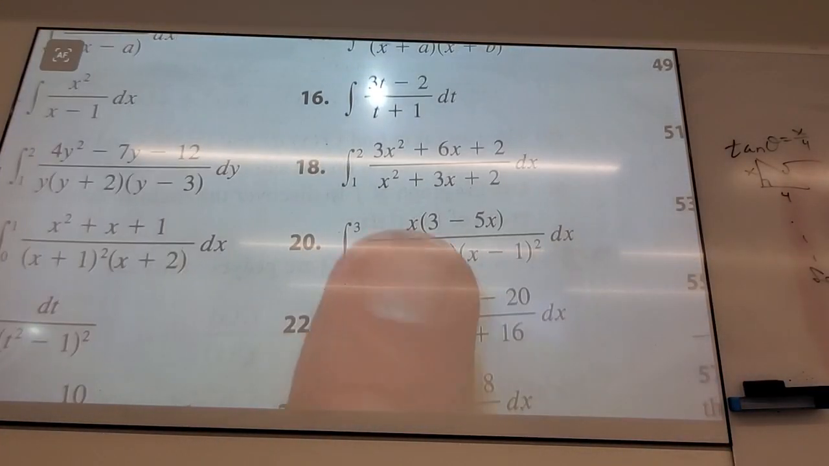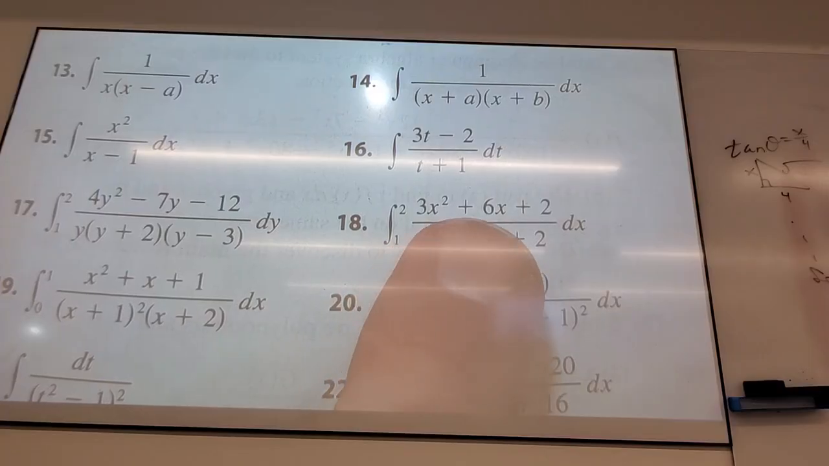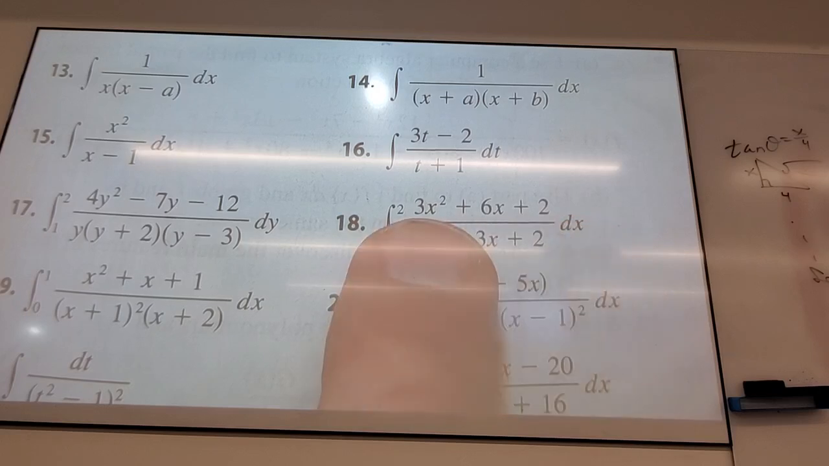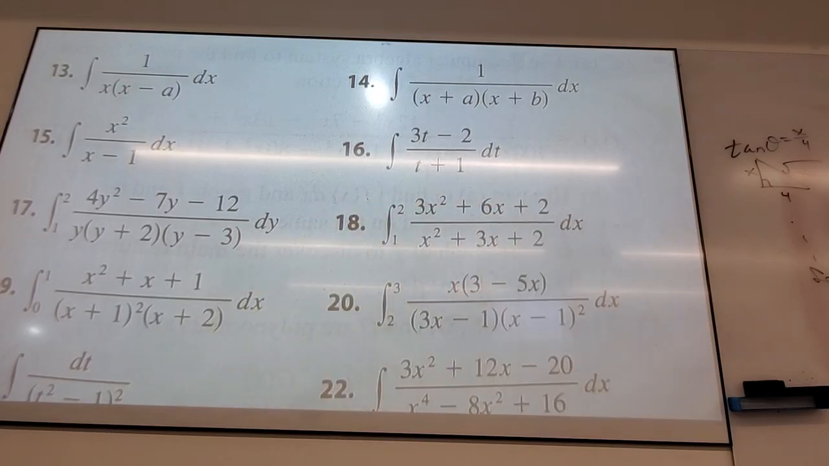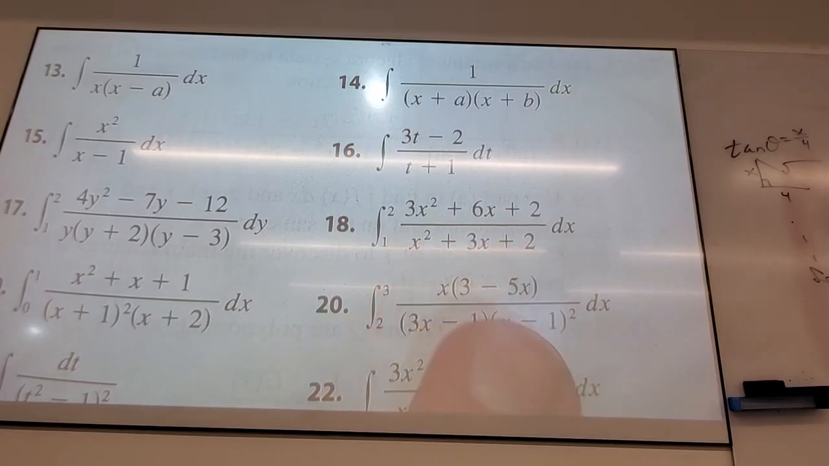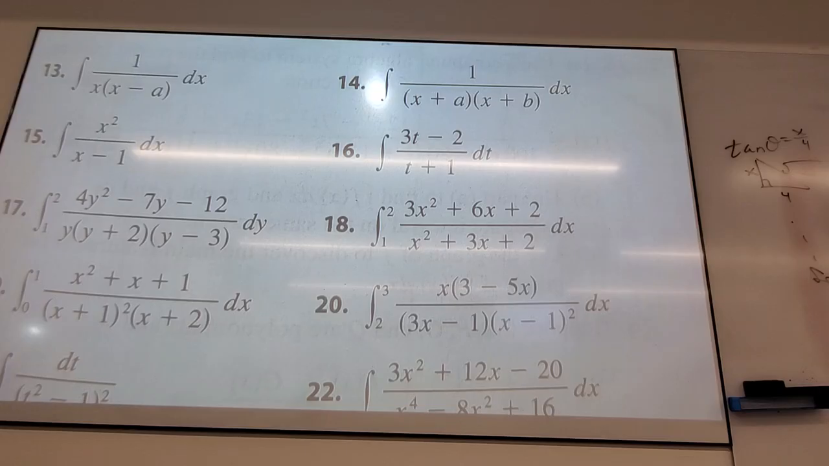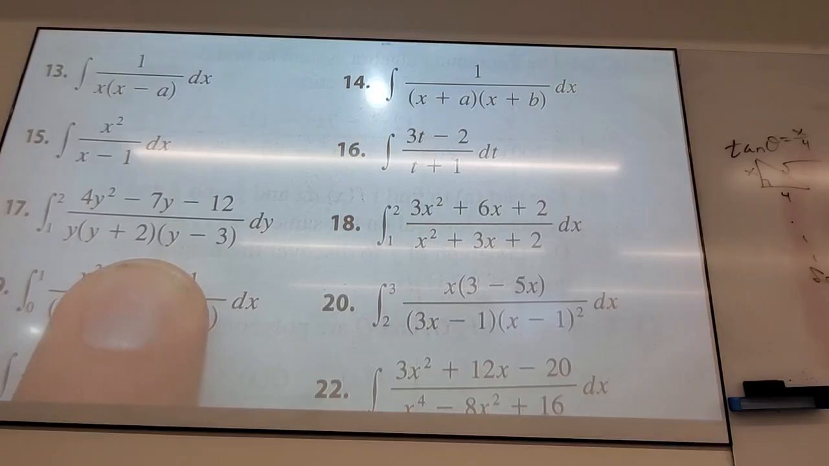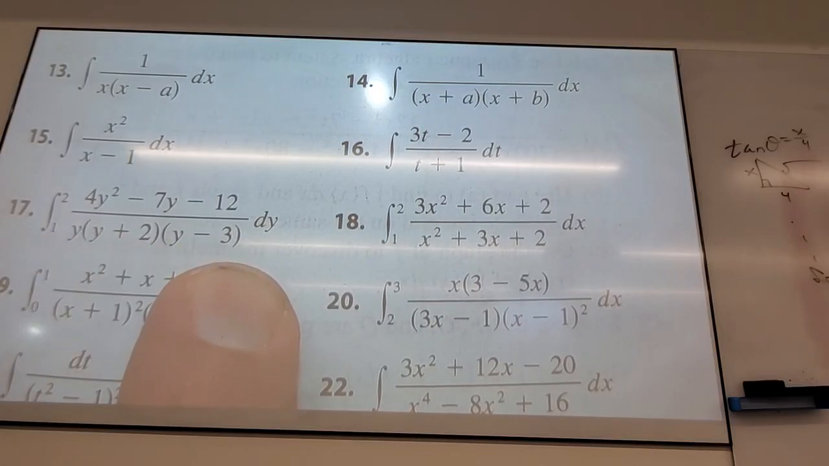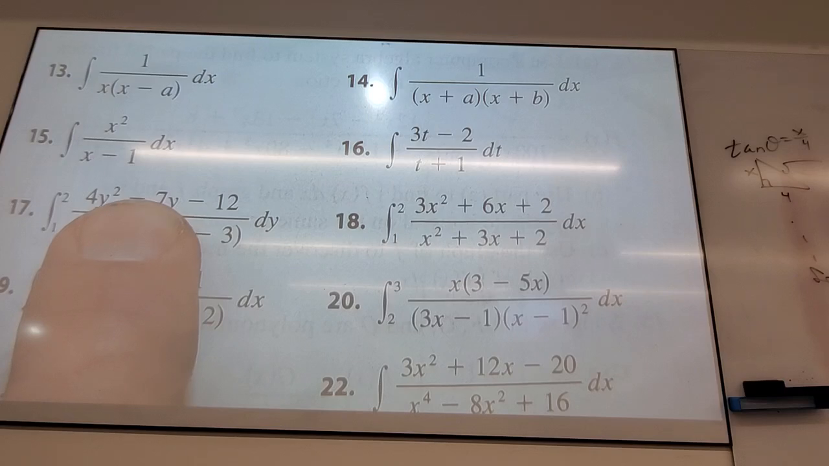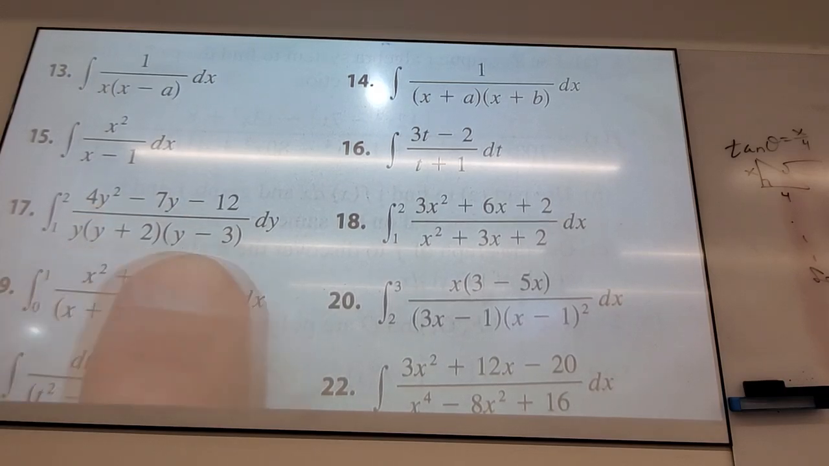Real quick, what would the first step be on number 18? Yeah, always try to factor, but do you see how the bottom factors but the top won't? So the first step on 18 is the long divide. If the top degree and the bottom degree are the same, or the top is higher, you must first long divide. So how about number 17? What about 17? The top degree is lower. What degree is the bottom? Third degree.